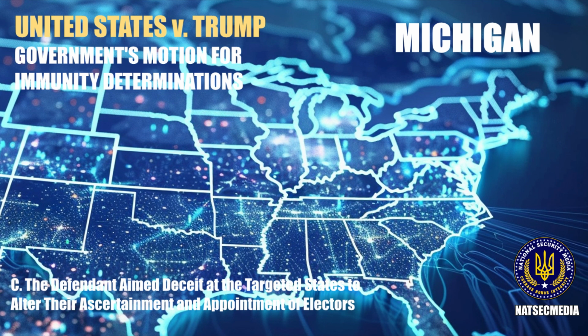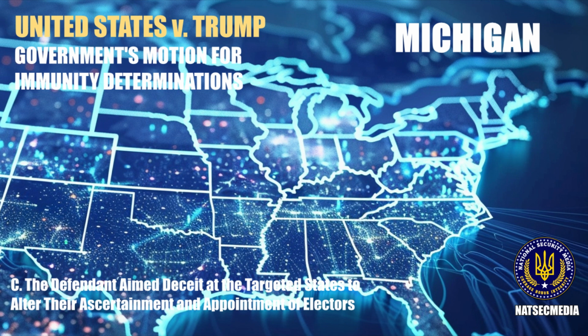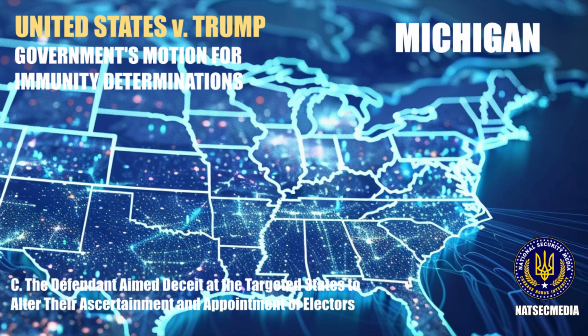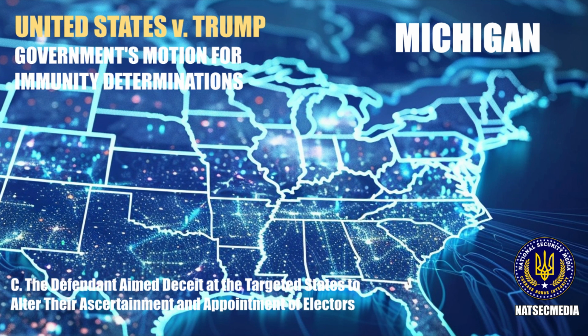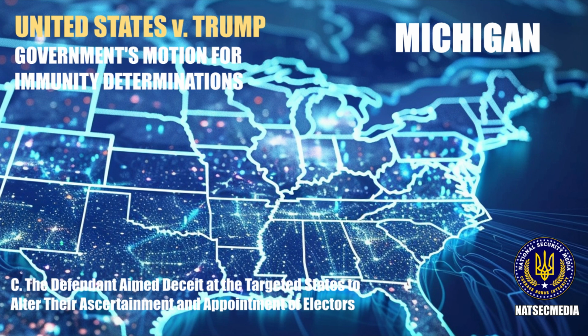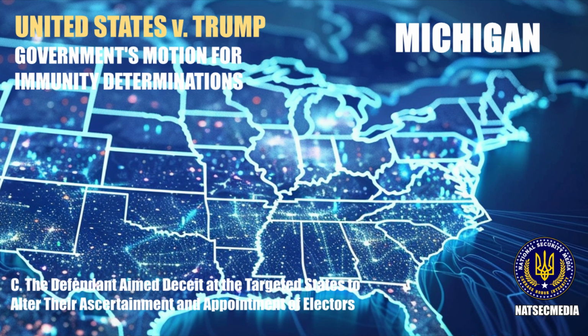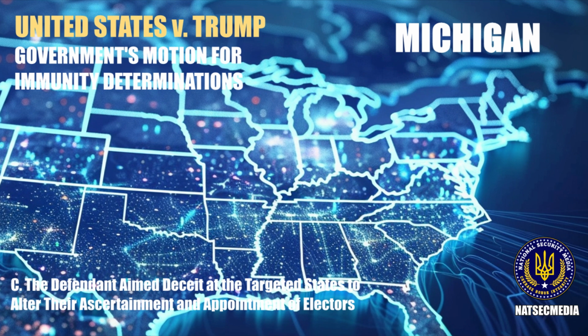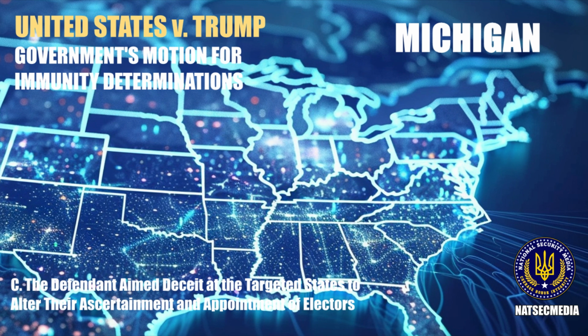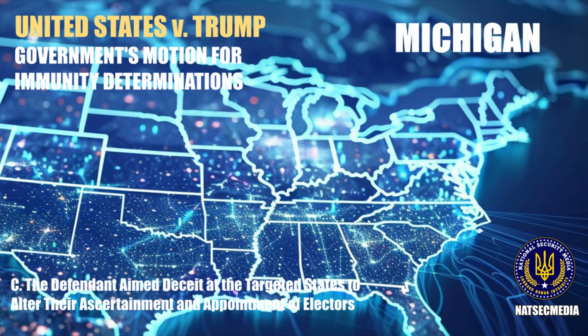"So I need you to pass a joint resolution from the Michigan legislature that states that the election is in dispute. There's an ongoing investigation by the legislature, and the electors sent by Governor Whitmer are not the official electors of the state of Michigan and do not fall within the safe harbor deadline of December 8th under Michigan law."